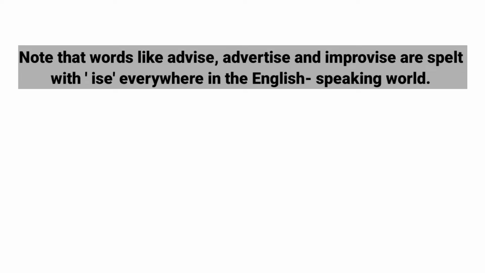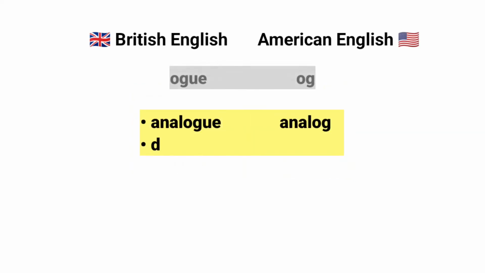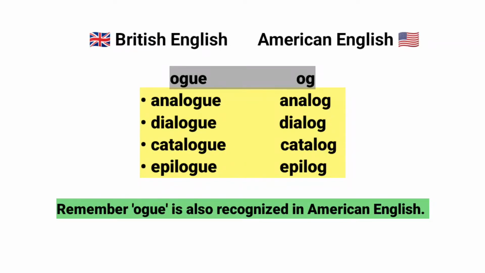Now don't be confused. Since we are following British English, just use ISE and I am sure you are definitely not going to go wrong. Similarly, words like paralyse, catalyse, electrolyse and analyse that end in YSE in British English end in YZE in American English. Words like analogue, catalogue, dialogue, epilogue, which end in OGUE in British English are spelled with just OG in American English. Now remember, OGUE is also recognized in American English.